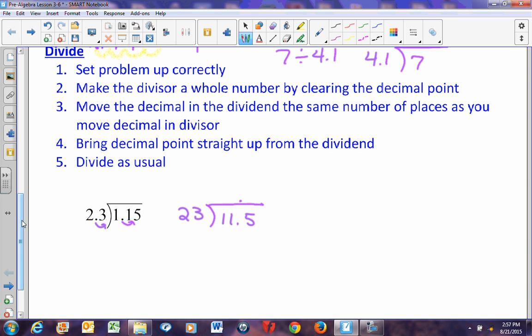23 will not go into 11, so I'll put a 0 there. 23 goes into 115. Well, think of 20 going into 100. That would go 5 times. So I'm thinking 23 will go into 115 about 5 times. 5 times 3 is 15, carry the 1. 5 times 2 is 10, plus 1 is 11. And there we have it. We have 2.5 as my answer. Knowing these simple rules will help you be able to solve equations that involve multiplying and dividing decimals.